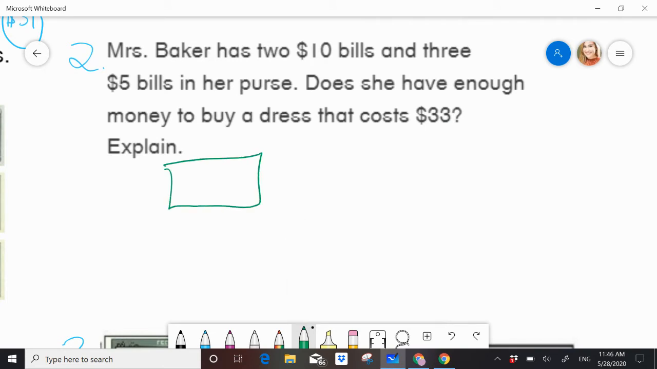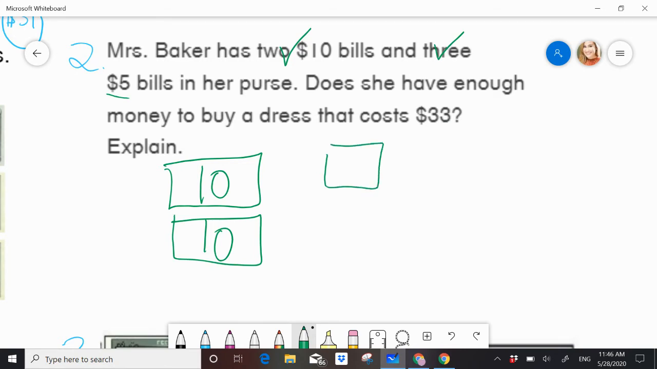So 2 $10 bills. I usually just go like this. Good enough. I'm not an artist. So 2 $10 bills. Got it. And 3 $5 bills. Let's draw 3 $5 bills. Okay. Does she have enough money to buy a dress that costs $33?